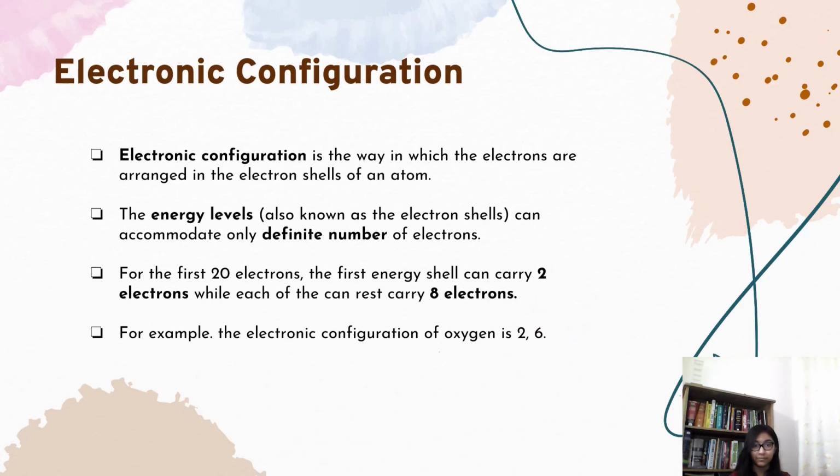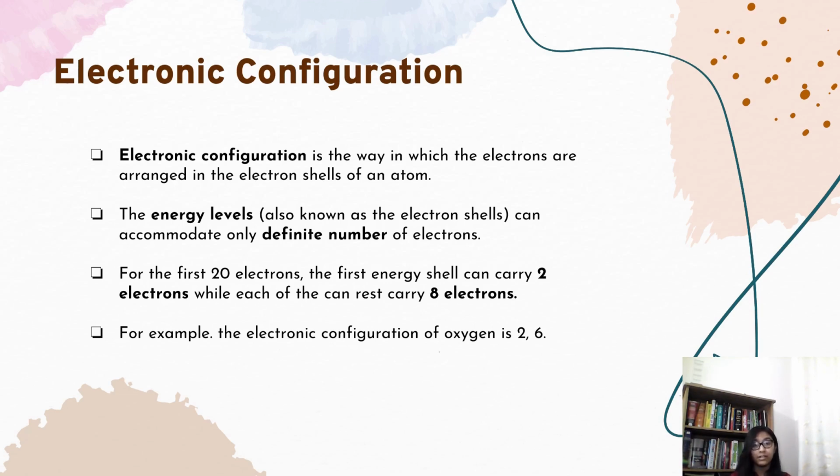Electronic configuration. Electronic configuration is the way in which the electrons are arranged in the electronic shells of an atom. The energy levels, also known as the electron shells, can accommodate only a definite number of electrons. For the first 20 elements in the periodic table, the first energy shell can carry 2 electrons, while each of the rest can carry up to 8 electrons.